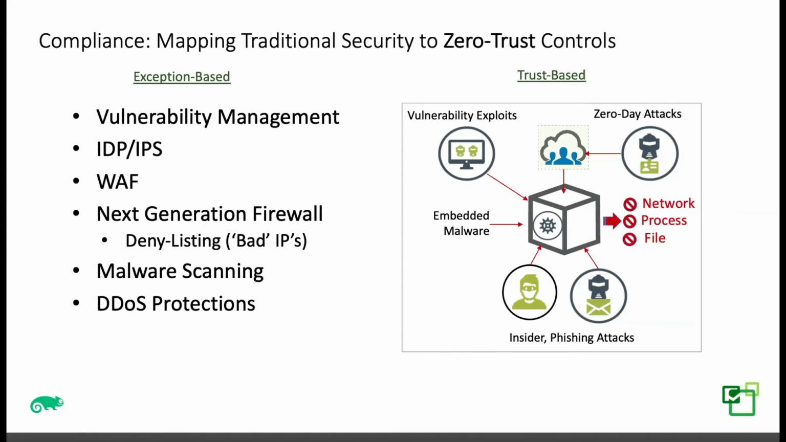So if somebody is trying to connect to a command and control server, that requires a next generation firewall to block. By moving to a zero trust model where we only allow certain network connections out of the pod, we essentially are satisfying that requirement for a next generation firewall without having to actually deploy one at the edge, which is your traditional security control. And the same goes for IDS/IPS, WAF, or malware scanning as well.